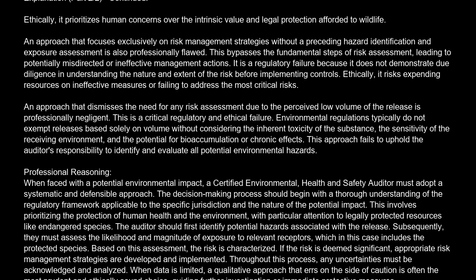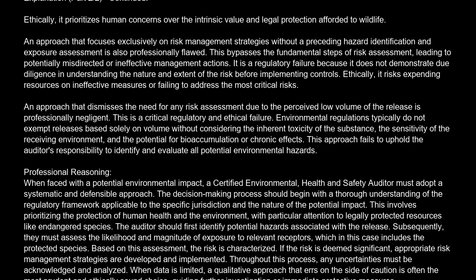Professional reasoning. When faced with a potential environmental impact, a certified environmental, health and safety auditor must adopt a systematic and defensible approach. The decision-making process should begin with a thorough understanding of the regulatory framework applicable to the specific jurisdiction and the nature of the potential impact. This involves prioritizing the protection of human health and the environment, with particular attention to legally protected resources like endangered species. The auditor should first identify potential hazards associated with the release.